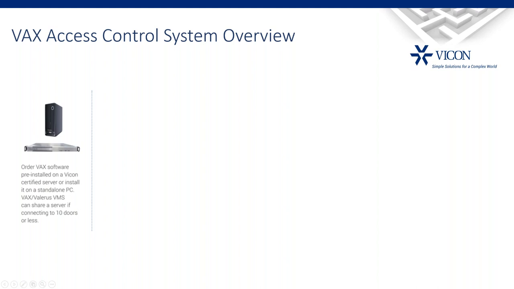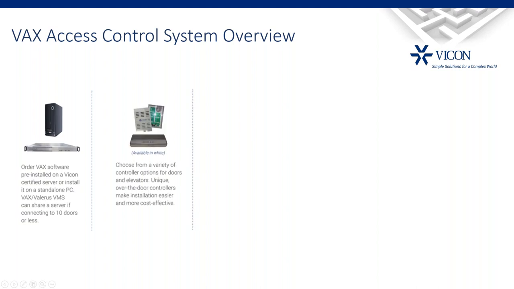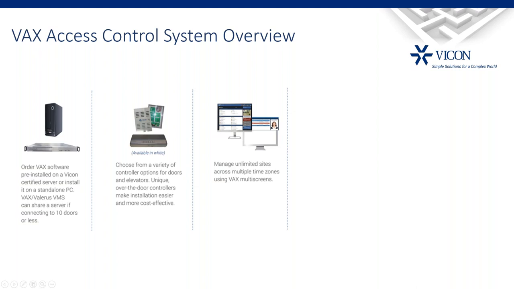Now, our goal is very simple. We want the most functional and feature-rich access control system without making it a hassle to purchase or install. Vicon has factory-certified servers that come with VAX software pre-installed, or you can simply install it on a standalone PC. We have a wide variety of controller options for doors and elevators, which we'll touch on shortly. Now, you can manage unlimited sites and users with the software that we have. And really, the nature of the unlimited users and activities makes for a very scalable and robust system. This is a product that can grow with you and will not handcuff you in the future. It'll really help keep the cost of ownership as low as possible.